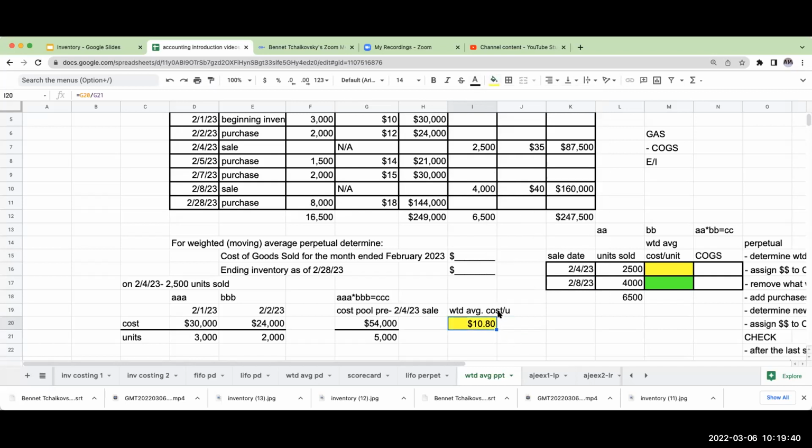This is by far the hardest method of all of them. Even in my intermediate accounting section, it throws students, because I cover this in lower division. This is by far the hardest concept of inventory costing.